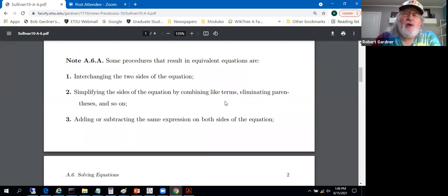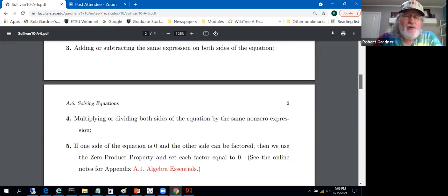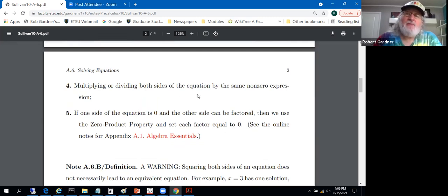You can simplify the sides of the equation by combining like terms, eliminating parentheses, and so forth. Simplifying does not change an equation. Well, it produces an equivalent equation, I should say. Adding or subtracting the same expression on both sides of the equation produces an equivalent equation. Multiplying or dividing both sides of the equation by the same non-zero expression produces an equivalent equation.